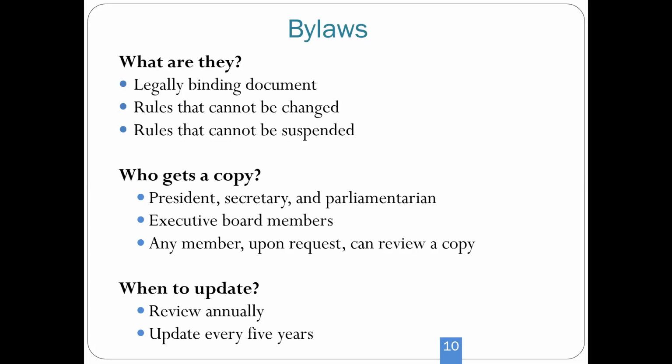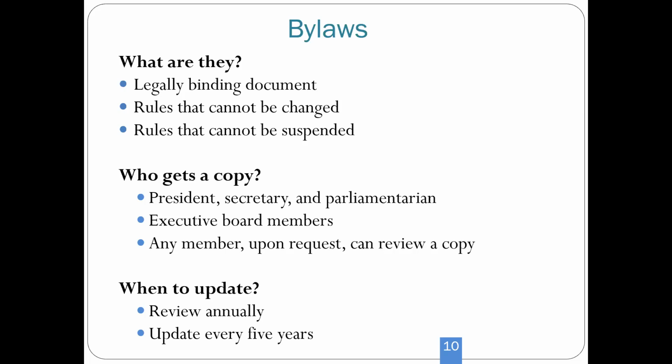When are they updated? Your bylaws should be reviewed annually. And if changes need to be made, then the parliamentarian needs to ask the president to appoint a committee to do that. And they have to be updated every 5 years and approved by the state PTA. It used to be 3 years. It is now 5 years. And I think we have a lot of units within our district that are nearing that 5-year mark. So it's a good idea to start to take a look at that.